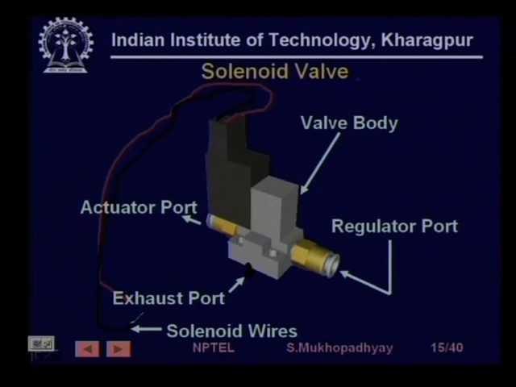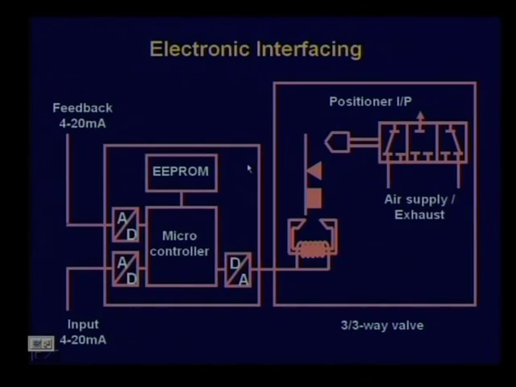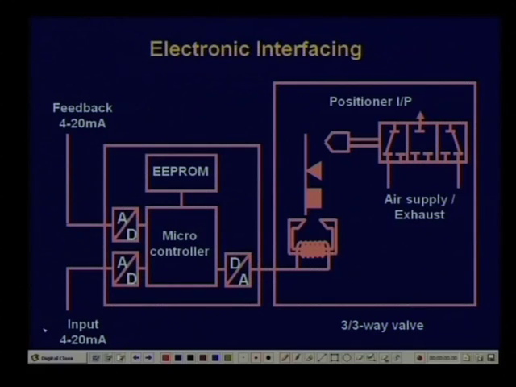For example, this is a typical solenoid valve. You can directly drive current into a solenoid valve, which will pull the spool. Similarly, you can have electronic interfacing. This is a slightly more elaborate configuration. You have electric feedback of signals, maybe either displacement, so you can have position sensors, or you can have pressure sensing, as we have discussed.